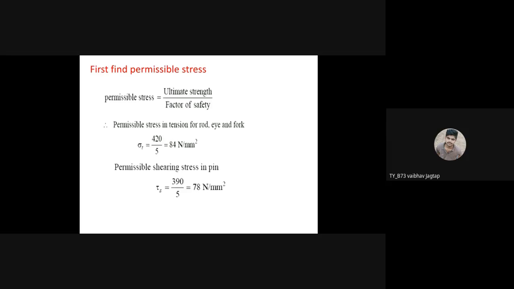Then we have to calculate the shear strength. In the problem statement, the shear strength of the pin material has been given, so we will calculate that value from it. For the rod material, if we use shear, it will be calculated by means of other formulae, which I will discuss where required. So the permissible shear stress for the pin material, tau s, is 390, the ultimate shear stress given in the problem statement, divided by factor of safety, and it comes as 78 Newton per millimeter square.